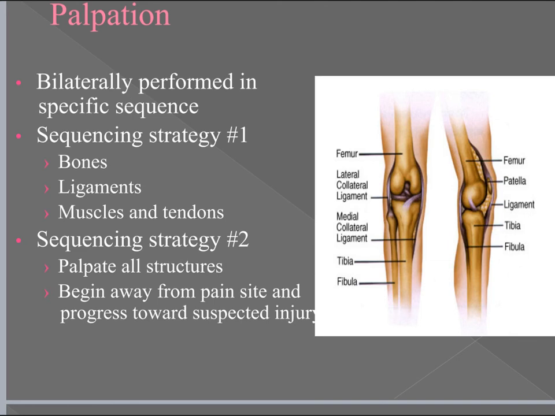The first sequencing strategy, which you can see here, involves palpating all of the bones, all of the ligaments, all of the muscles in a specific order. So if I see a patient come into my clinic, they have an ankle sprain, I'm going to palpate all of the bones in the ankle first and see what's palpable to pain. I then am going to go to my ligaments and palpate all of my ligaments, laterally, medially, plantarly, and dorsally. I'm then going to go and palpate all of my muscles and tendons in each of the compartments.